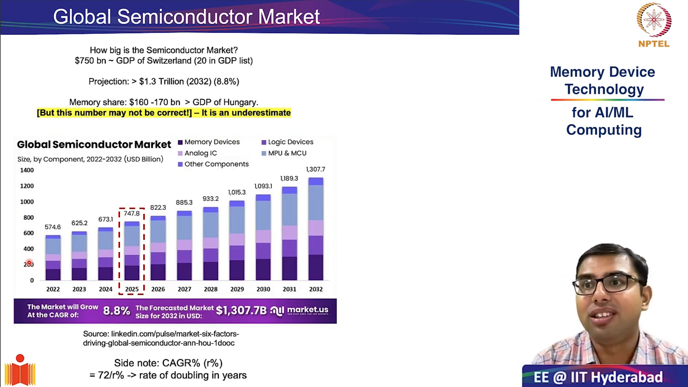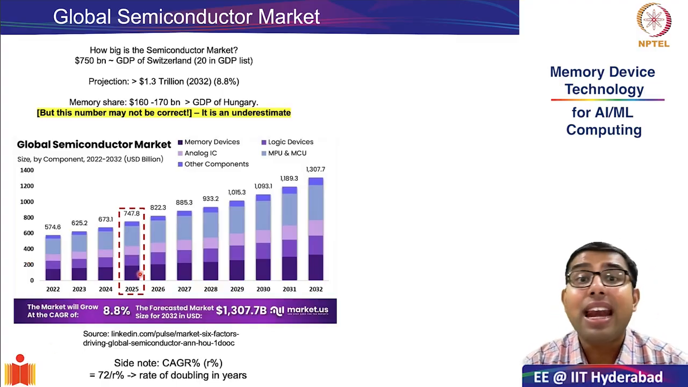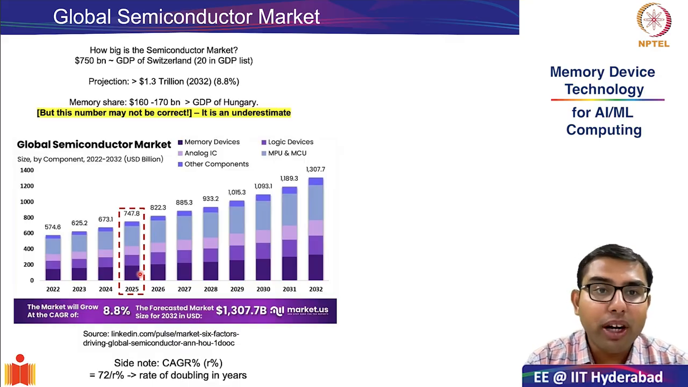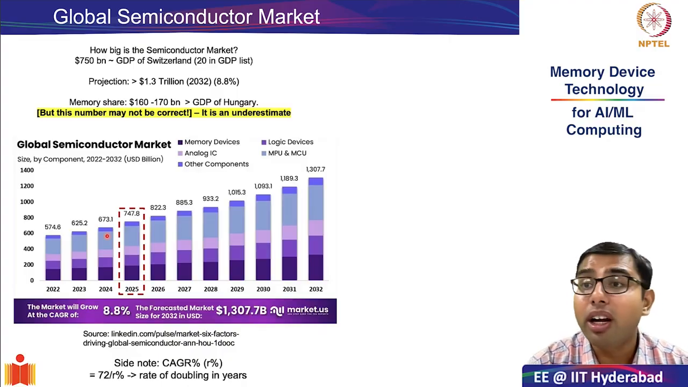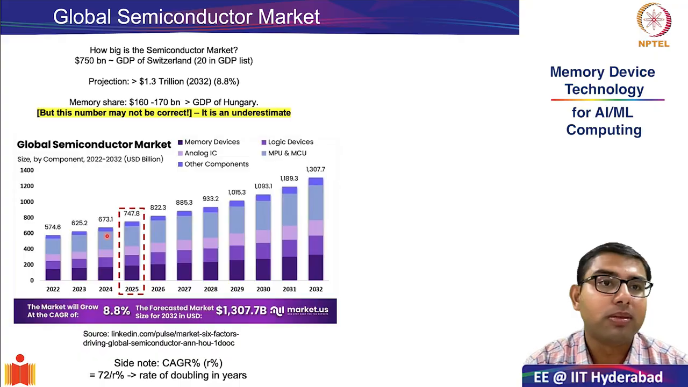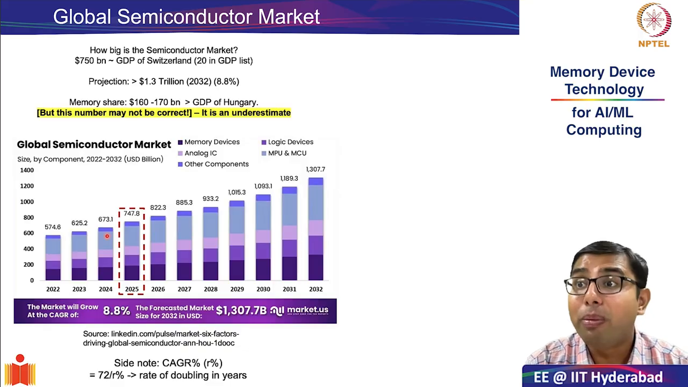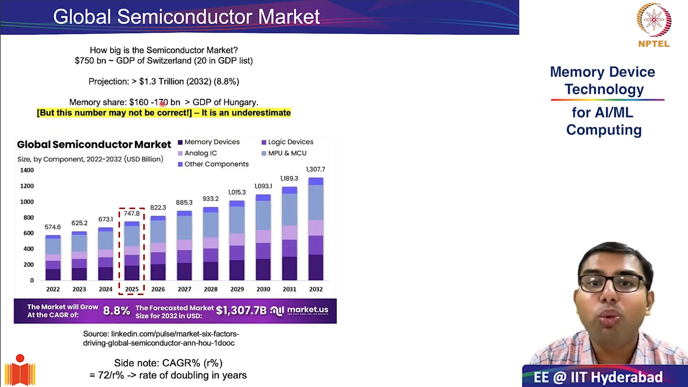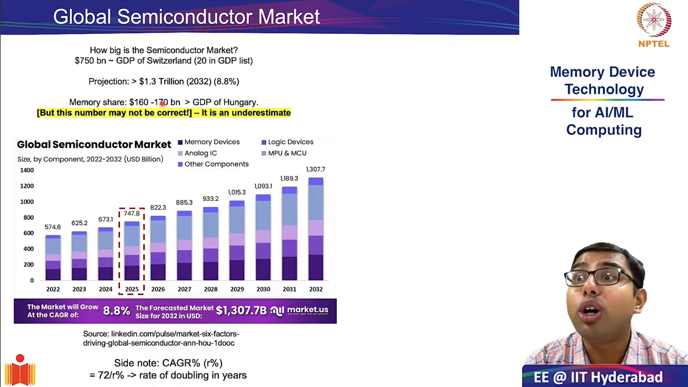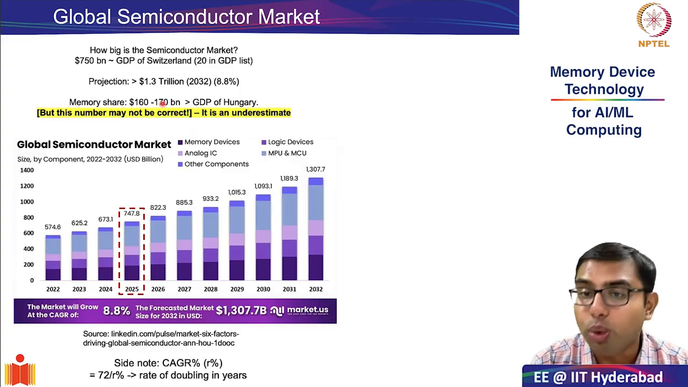But it is my contention that what is given in this chart may not really be correct, and the actual estimate of the memory's share in the entire global semiconductor market might be much larger. So I will explain why that is the case in the next slide, but take a moment to pause and analyze, why do I make this statement that the current $160 to $170 billion number is a gross underestimate. Think very carefully. We will be discussing the answer very soon.